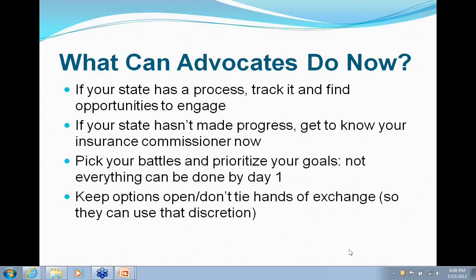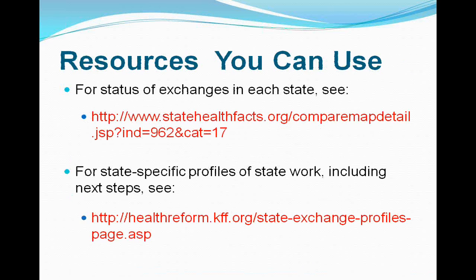So I want to end here with resources you can use. There are two great places. In addition to Marla's chart, she borrowed from these two sources, and these are great ways to stay on top of whatever is happening. For the status of exchanges in each state, there's a part of the Kaiser Family Foundation website called statehealthfacts.org that really allows you to pull down what kind of funding they've gotten, if they've moved forward with a legislation or an executive order, what kind of governing board they have, and so forth.